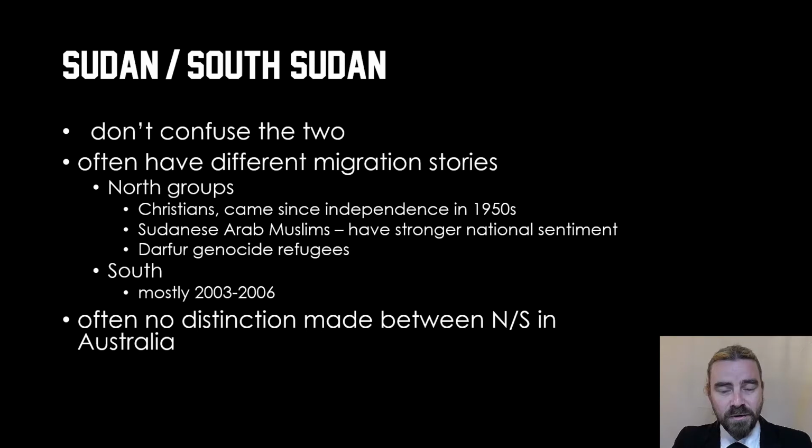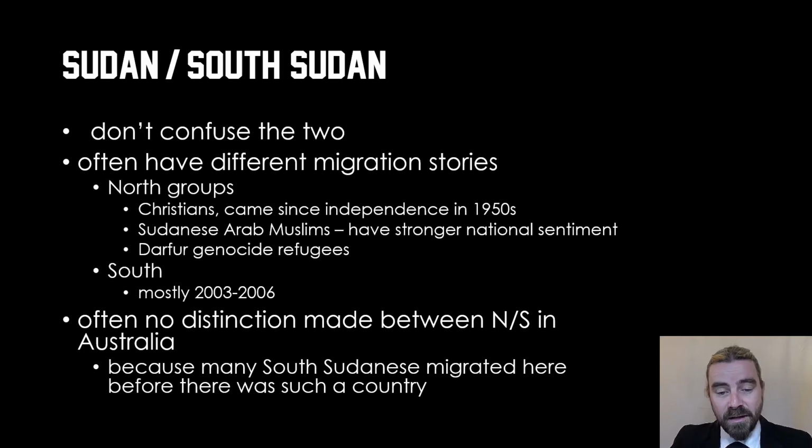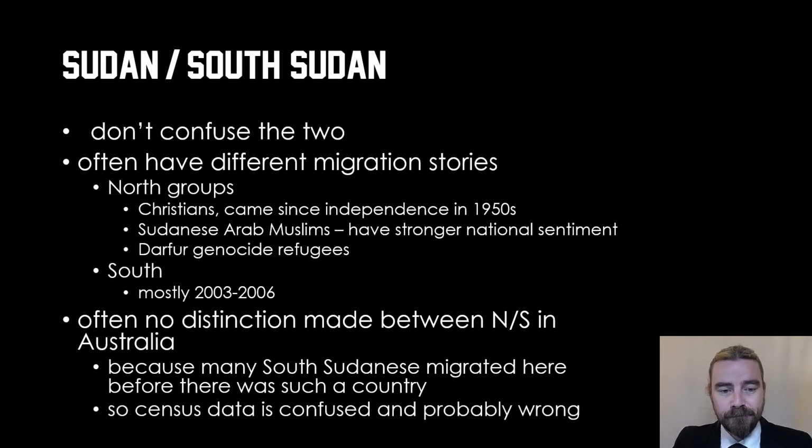There's often no distinction made between North Sudan or just Sudan and South Sudan in Australia. Because as I've mentioned in my introduction, many South Sudanese migrated here before there was such a country. And some of the census data is confused and is probably wrong. But people decide their own ethnicity. So if on a census a person says that they're Sudanese, when they might have been born in what is now classified as South Sudan, that's completely up to them.